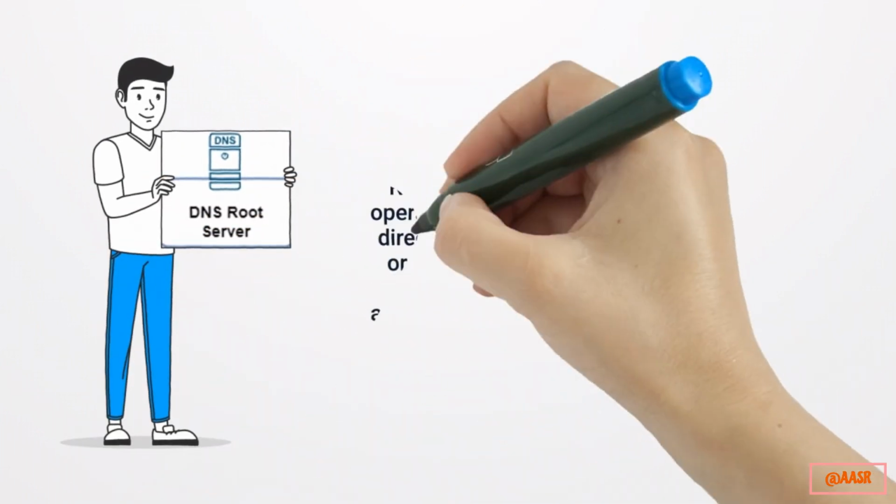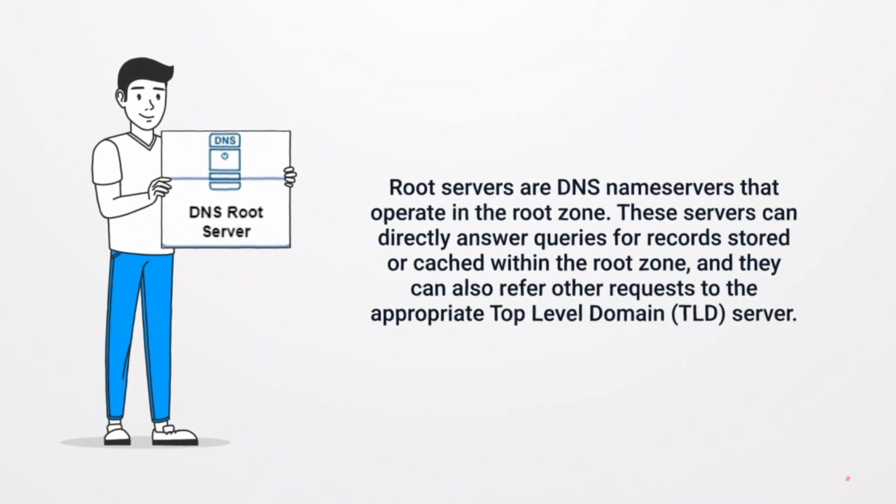Root servers are DNS name servers that operate in the root zone. These servers can directly answer queries for records stored or cached within the root zone, and they can also refer other requests to the appropriate top-level domain (TLD) server.